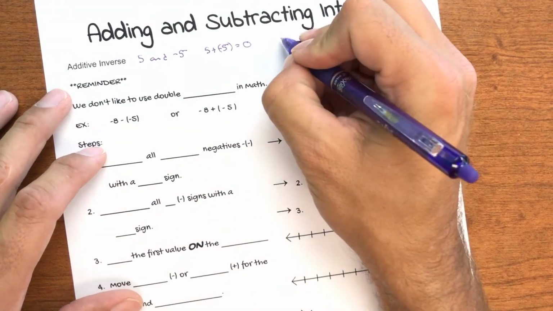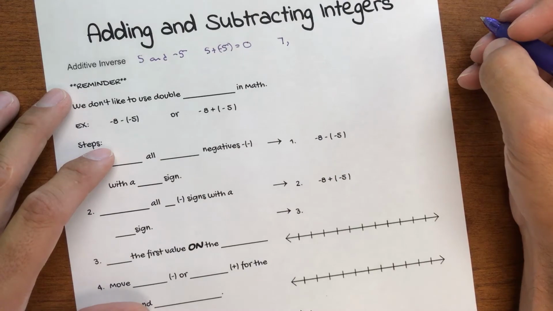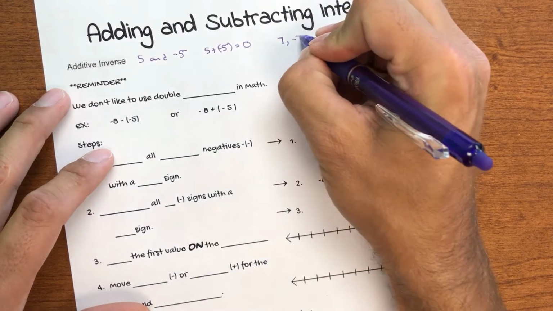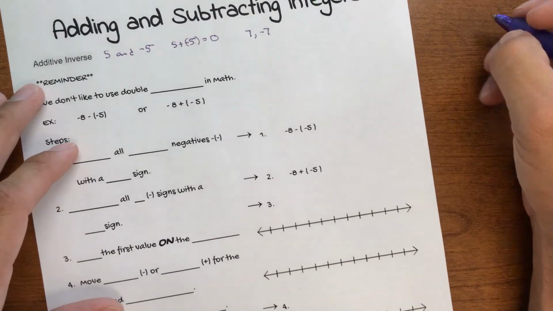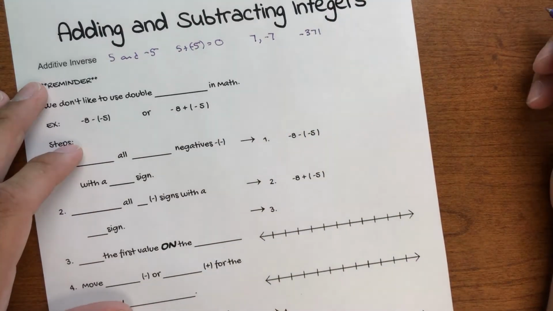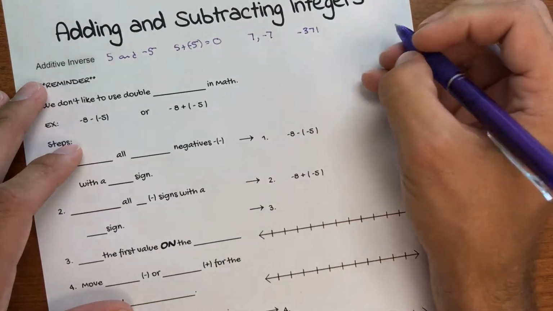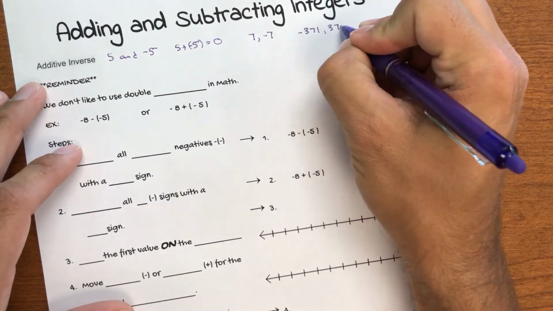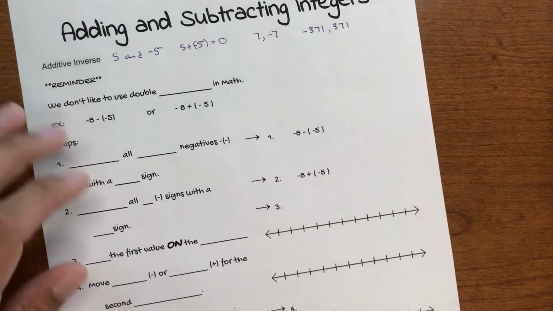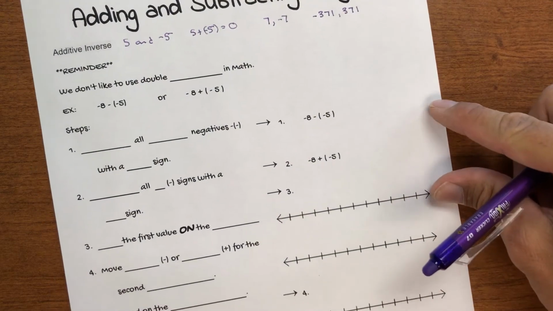So another example, if my first number is 7, my additive inverse is -7. Okay? If my first number is -371, my additive inverse, the number that I would add to this to get to 0, is 371. Okay, so that's a quick definition. I just want to make sure that you understand, and it'll hopefully give you some hints and help you out with some of the math as we go the rest of the week.